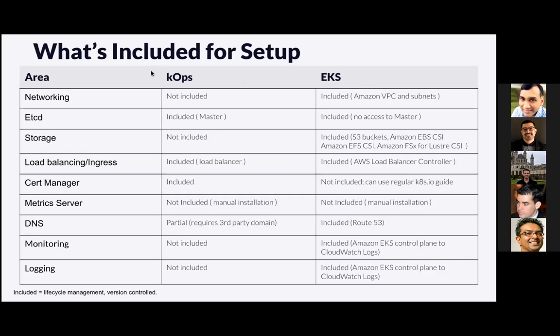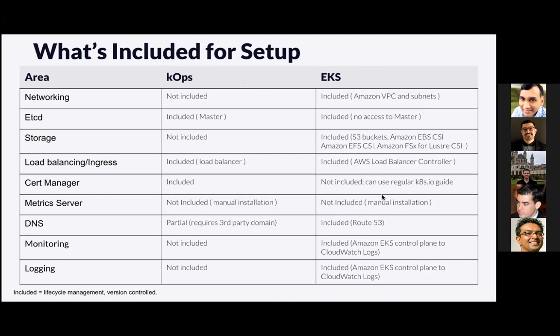And with EKS, as you can imagine, many of these things are managed, right? For example, networking, you have the Amazon VPC and subnets, which come quote unquote built in and managed by Amazon, AWS. etcd, for example, is entirely included as part of the control plane, but you have no access to the masters, right? You have storage, you have S3 buckets, you have all kinds of storage options. You have obviously the AWS load balancer controller. Some things are not available out of the box.